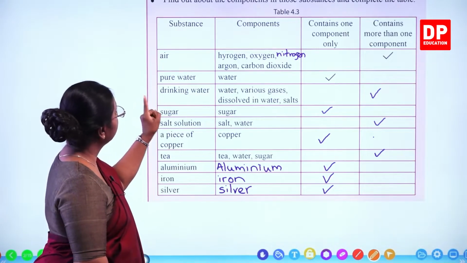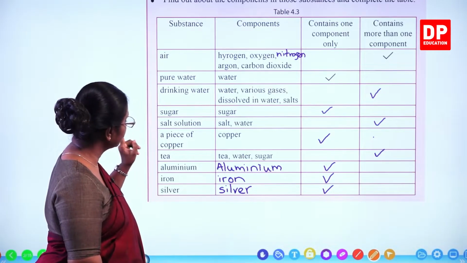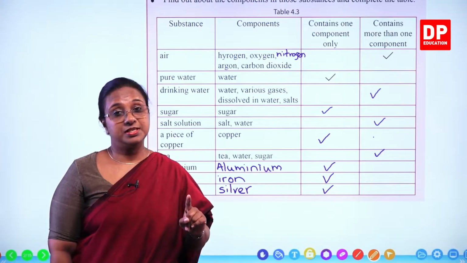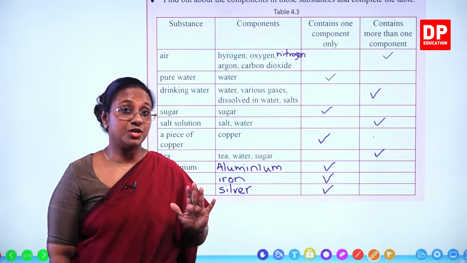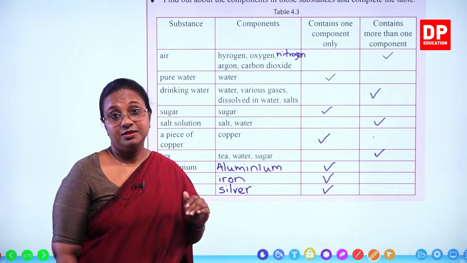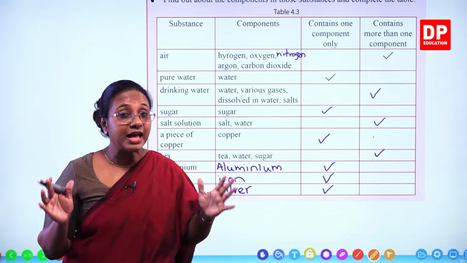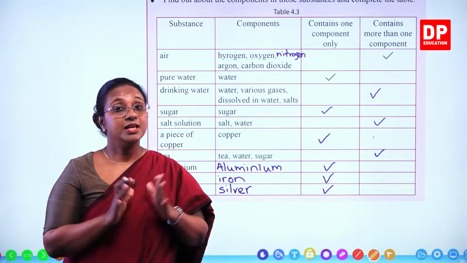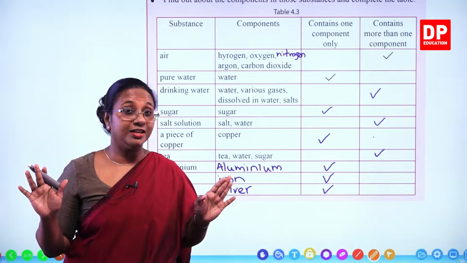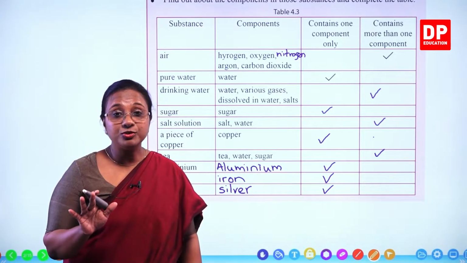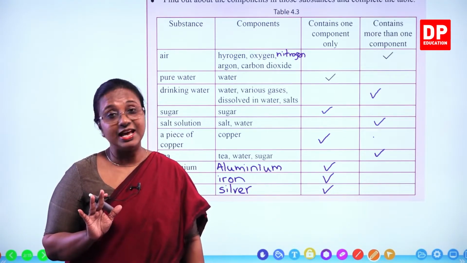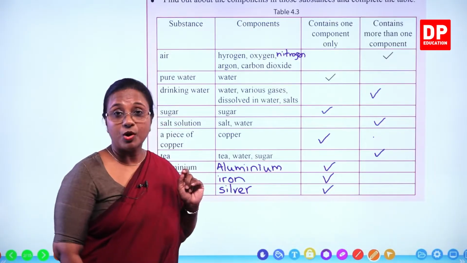Whereas air, then drinking water, salt solution and tea, they are non-pure substances. You have to remember the term, students. Non-pure substances, because we drink tea. So that has more than one component. That is why we call it non-pure substances. But you can drink it, okay? So that's why we have to use the term non-pure substances. I am sure you can understand that now. So then I will move on to the next slide.